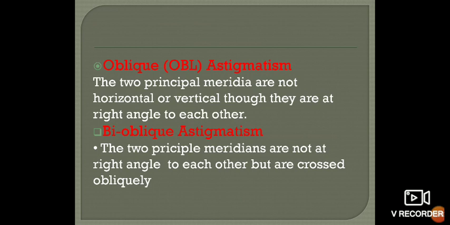What is oblique astigmatism? Here the two principal meridians are not horizontal and vertical. Though they are at right angle to each other, they are not horizontal and vertical. That is oblique astigmatism. Another is bi-oblique astigmatism. That is, the two principal meridians are not at right angle to each other, but they are crossed obliquely. There is no 90-degree angle between them. This is called bi-oblique astigmatism.